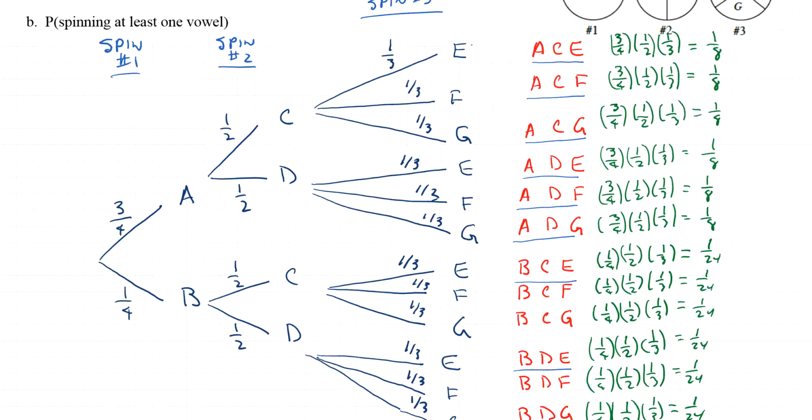Okay, so now the next one is we want the probability of spinning at least one vowel. So what I did is I went through and I looked at my outcomes. So we have 2 vowels, 1 vowel, 1 vowel, 2 vowels, 1 vowel, 1 vowel, 1 vowel, 1 vowel. So I underlined wherever we were going to have a vowel. To get this probability, I have to take all of these probabilities and add them up. So the probability of ACE, the probability of ACF, the probability of ACG. And because it says at least one vowel, you could have 2, so we have to include the ones where there are 2 vowels.